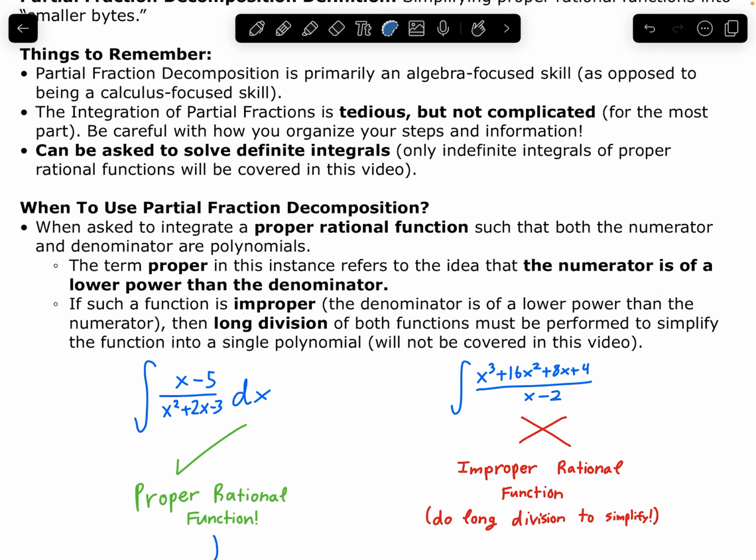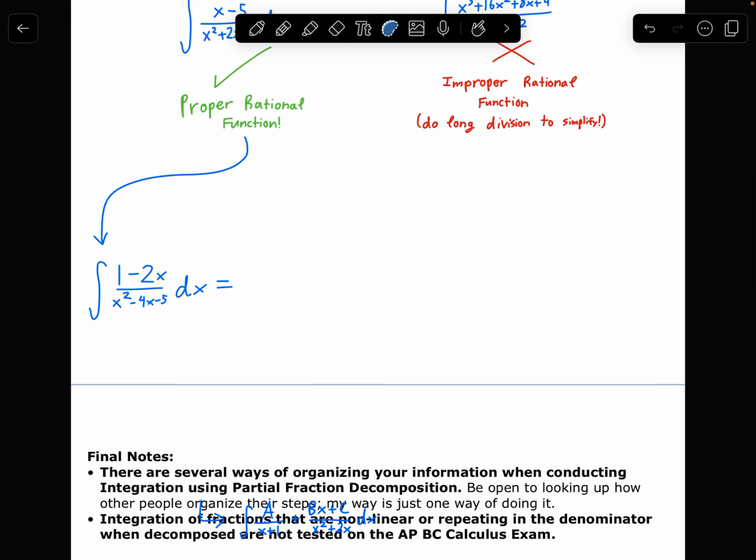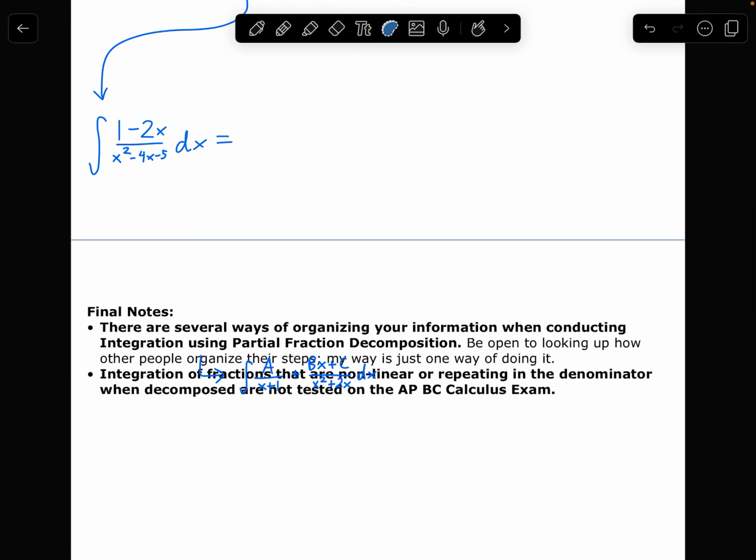Lastly, you can be asked to solve definite integrals of partial fractions on the AP test. Now, in the case of this video, however, I'll only be covering indefinite integrals. I have only one example. That's all the time that I'll have for tonight.